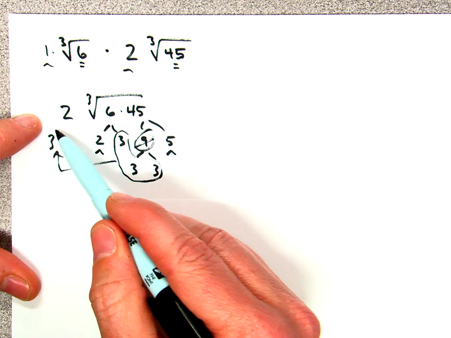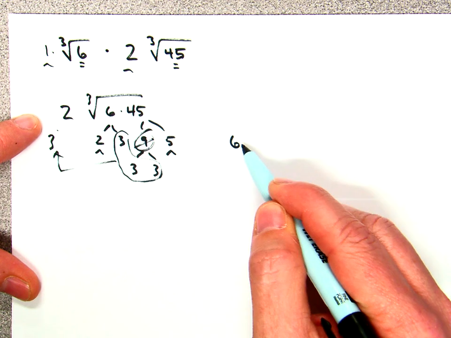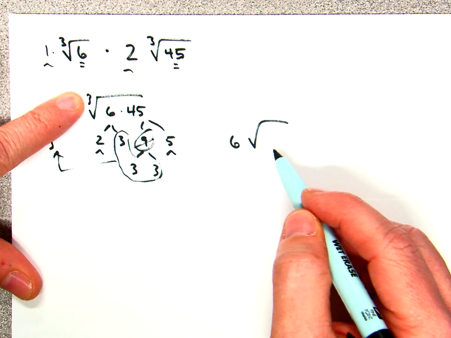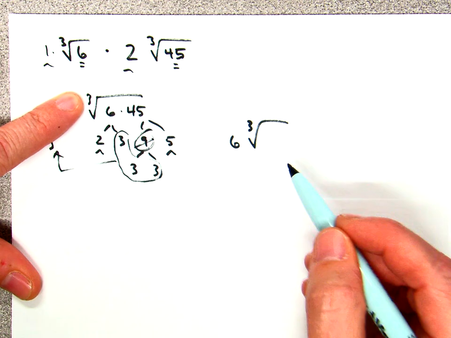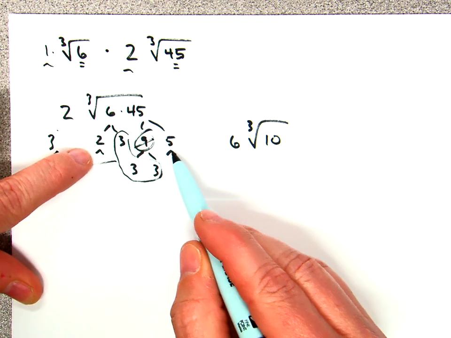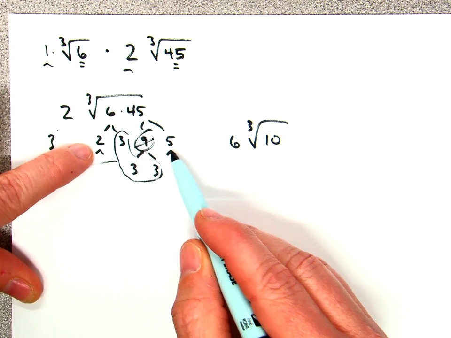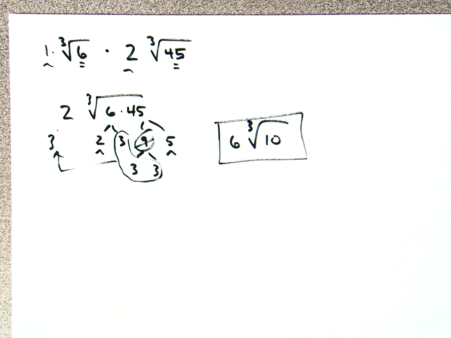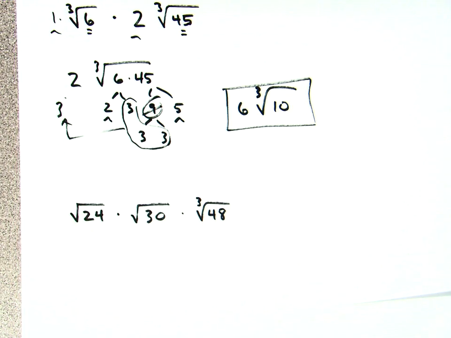So on the outside, we have 3 times 2 is 6. It's still a cube root. Don't forget, sometimes we'll write a square root. We kind of get in the habit of doing that. It's a cube root. 2 times 5 is 10. We know that this doesn't reduce because there's no 3 values that are the same. So we know that 10 will not reduce any further than it already has. Right? All right, let's look at one more of these multiplying here.